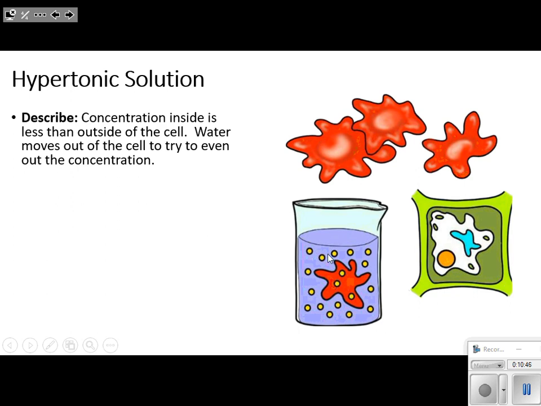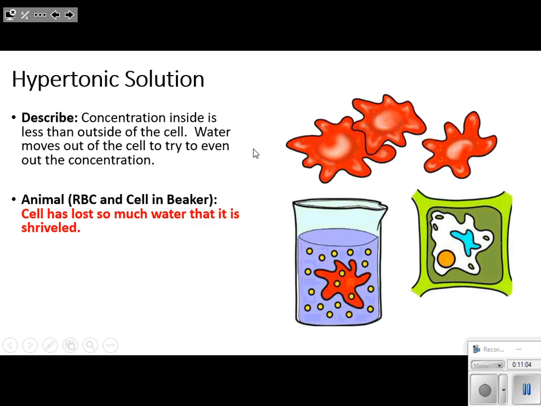What do you think happened to this red blood cell up here? Look at it. Does it look different? What's happened? Does it look like it's shriveling up, doesn't it? The cell has lost so much water that it shrivels.